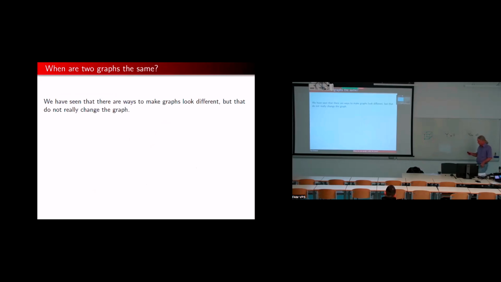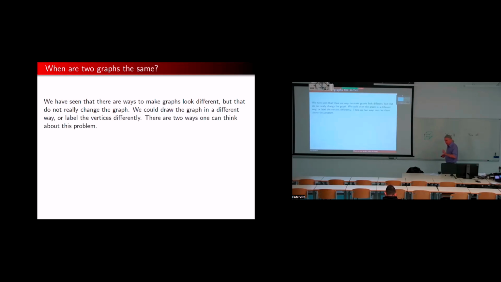Okay, so if you look back at what we've done, there's a couple of ways that we could make the same graph look different. And that's by, say, drawing it in a strange way or a different way. And we could also change the labels. And neither of those 2 things, either redrawing the graph in a different way or changing the label, really changes the graph at all. Now, with this problem of when are 2 graphs the same, there's actually 2 fundamental ways one can think about the problem.